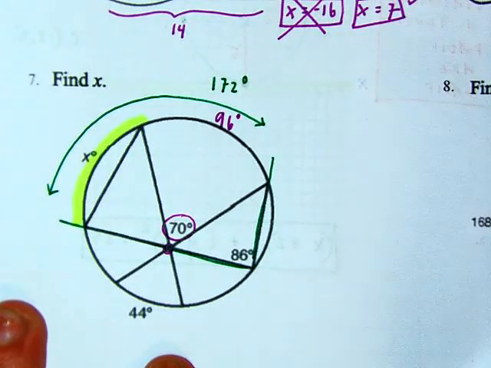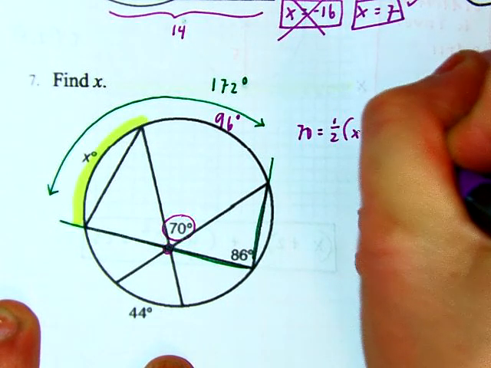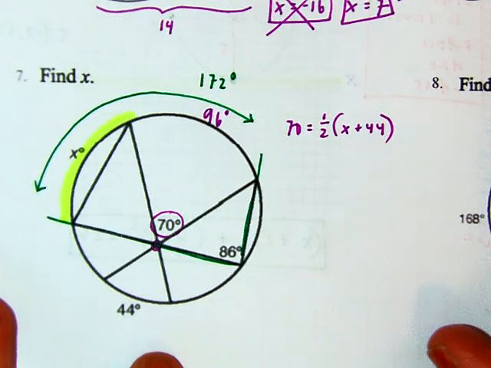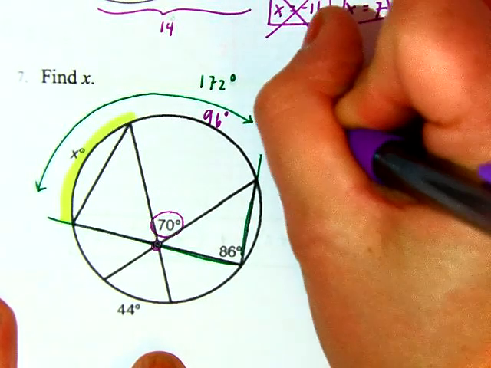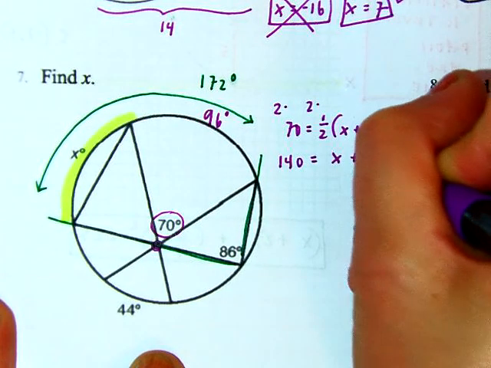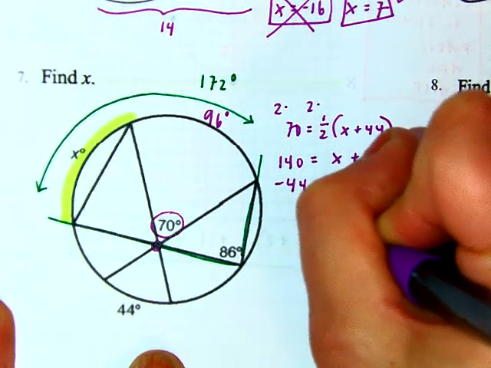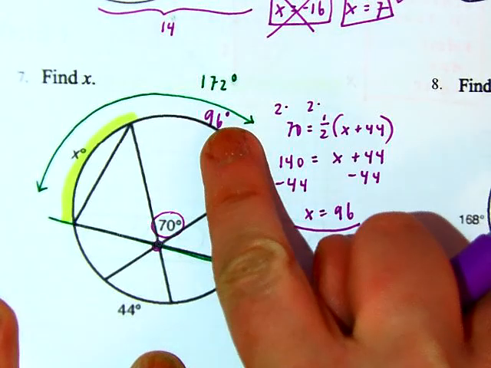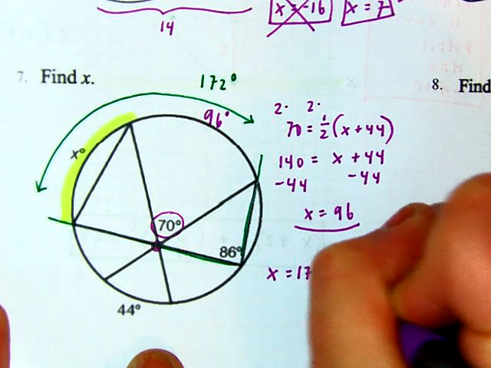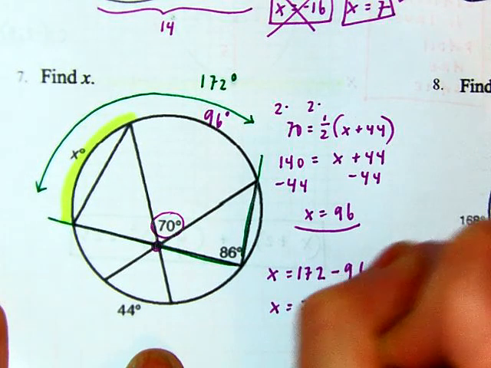And if you don't like that method, remember you can say, well, 70 equals half of x plus 44, and you can get there the more algebraic way, that's fine. So let me just confirm that that's going to be 96. Right, I would double each side, multiply by 2. So 140 equals x plus 44. Take away that 44, and voila, we are confirmed that we got the 96 right there. So now to get to x, I'm just going to take that 172 and deduct the 96, and I end up with x at 76 degrees.